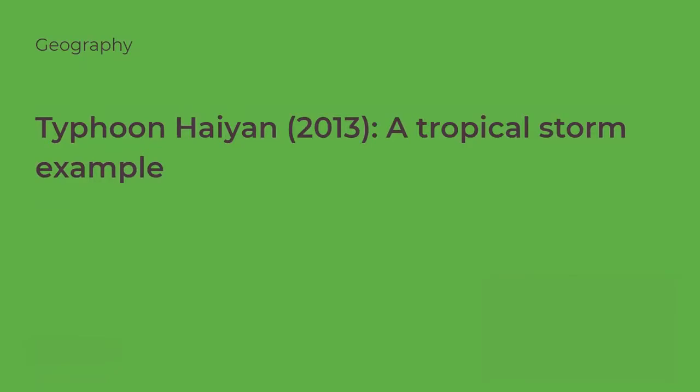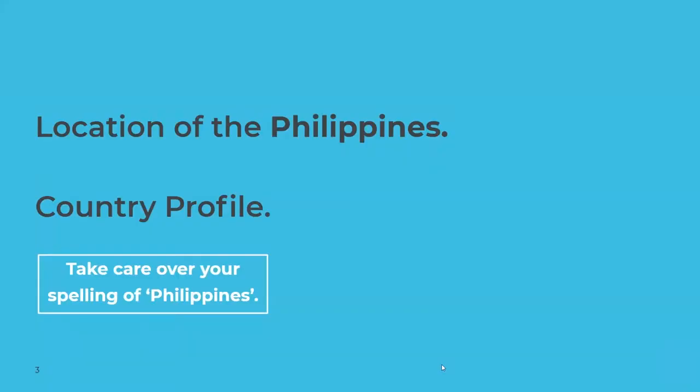So the focus of our lesson today is on Typhoon Haiyan 2013, a tropical storm example. Typhoon Haiyan was a Category 5 storm which significantly affected the Philippines. In this lesson, we're going to be finding out all about the effects of and the responses to this particular named example of a tropical storm. So let's consider the location of the Philippines and find out a little bit more about this country. Make sure you take care over the spelling of Philippines throughout the lesson.